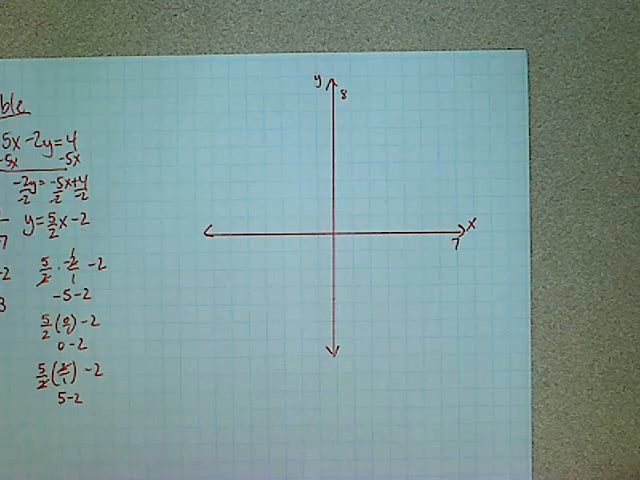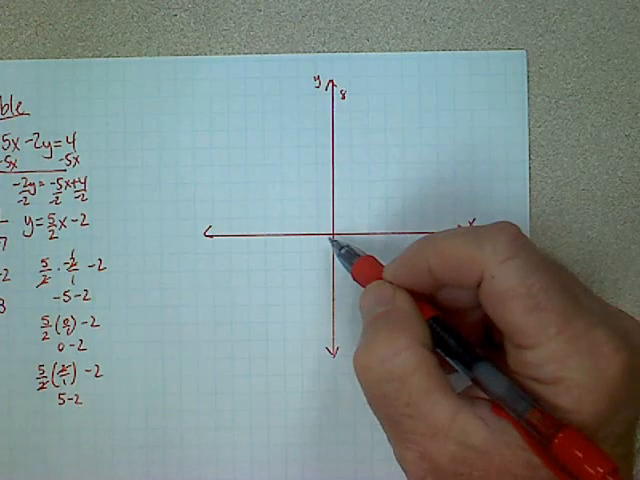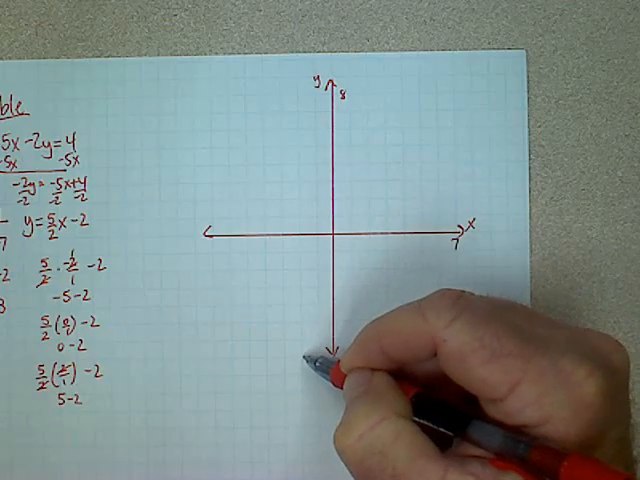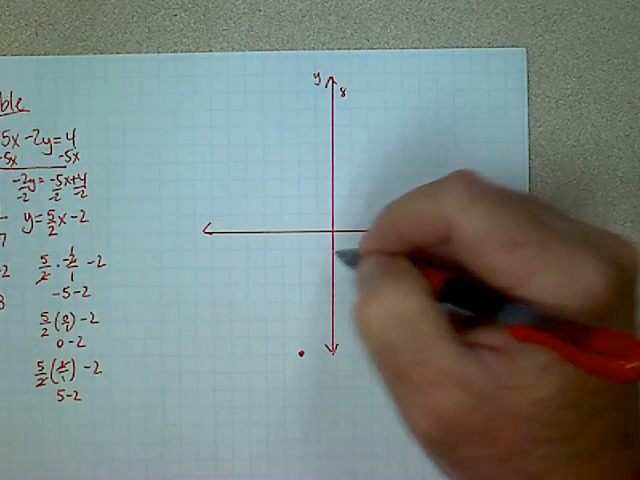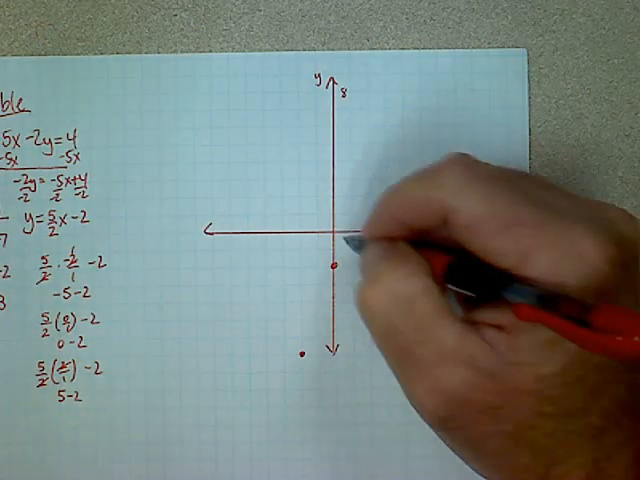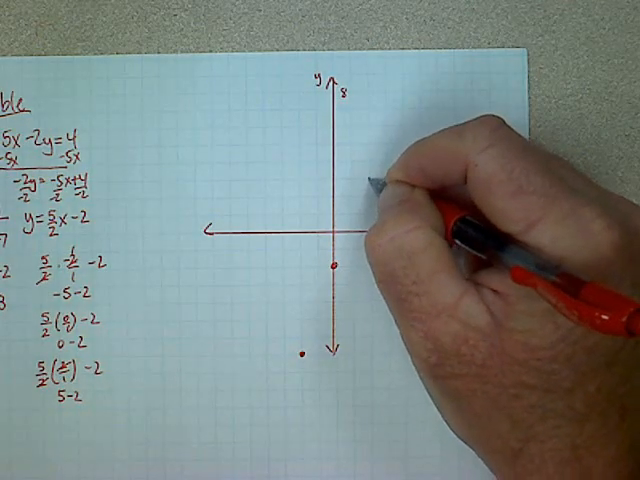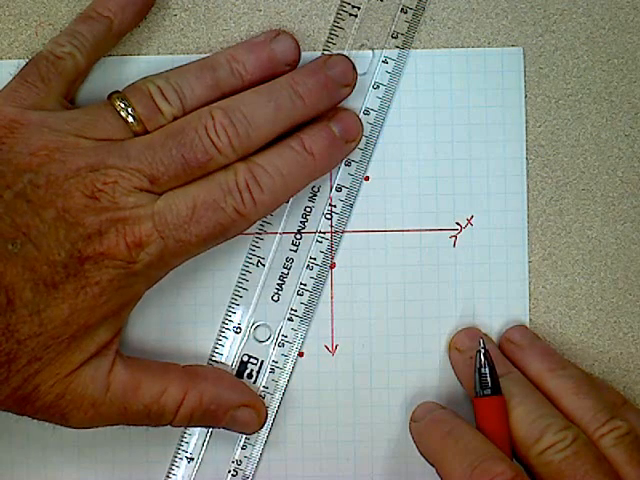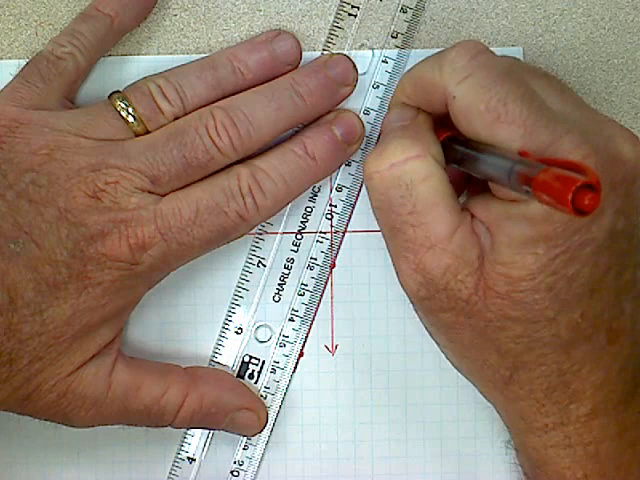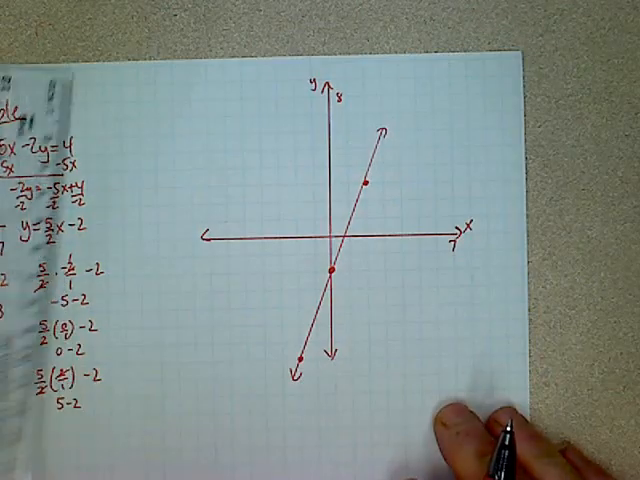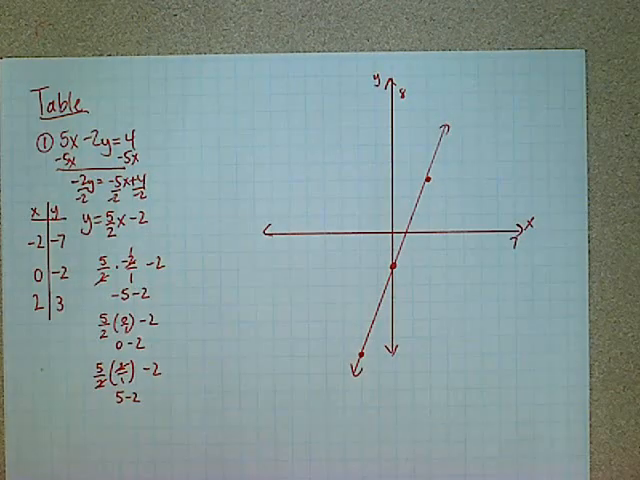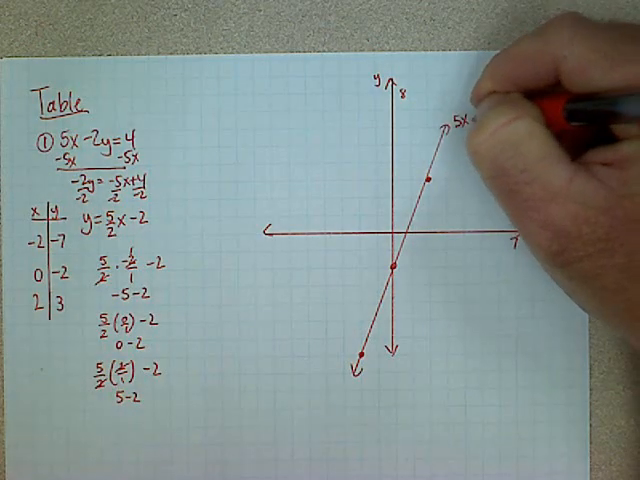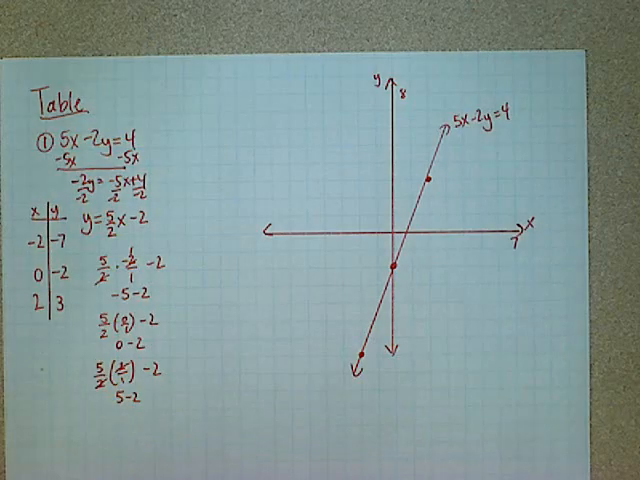Okay, so we're labeled, and now we just need to plot our dots. Negative 2 is negative 1, 2, 3, 4, 5, 6, 7. 0 is negative 2, and 2 is 3. Go ahead and connect your dots with a nice straight line. And because we're going to do a couple on each grid that we're going to make here, I want you to go ahead and label that was 5x minus 2y equals 4.